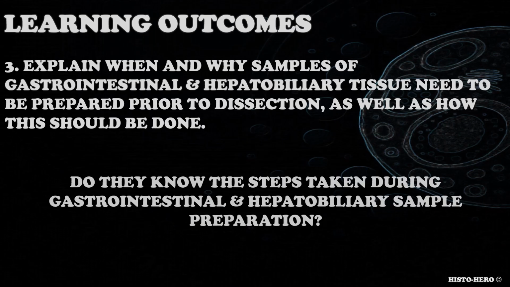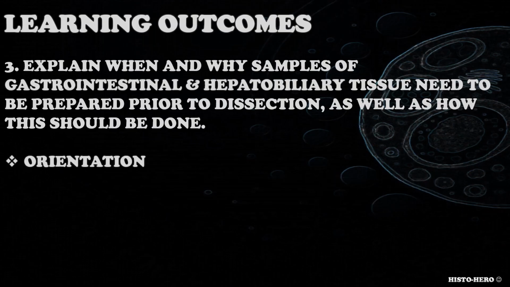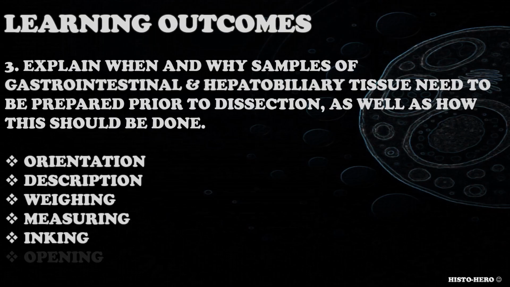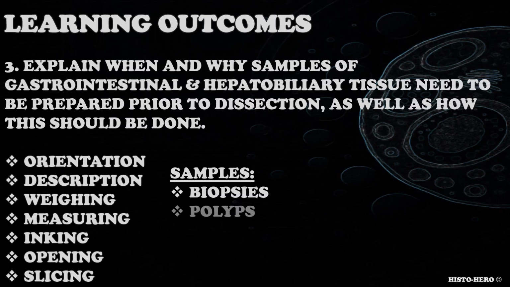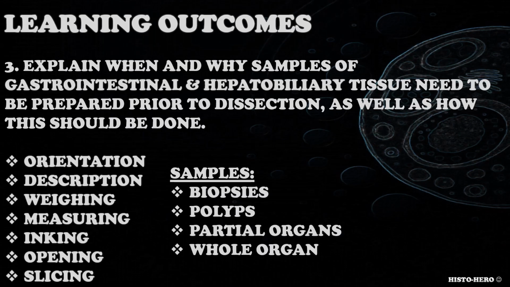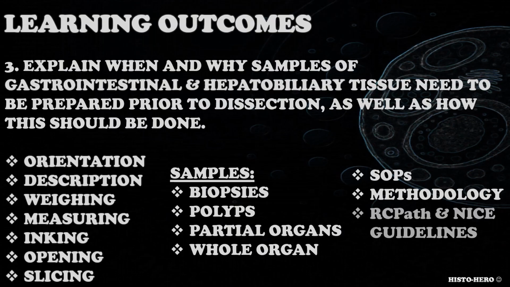Do they know the steps taken during sample preparation? The candidate could consider orientation, description, weighing, measuring, inking, opening longitudinally, slicing, and sample types like biopsies, polyps, and partial organs, and the difference in how they are prepared. The steps might be specific to each department, but they should consider SOPs, the methodology used, or RCPath and NICE guidelines.